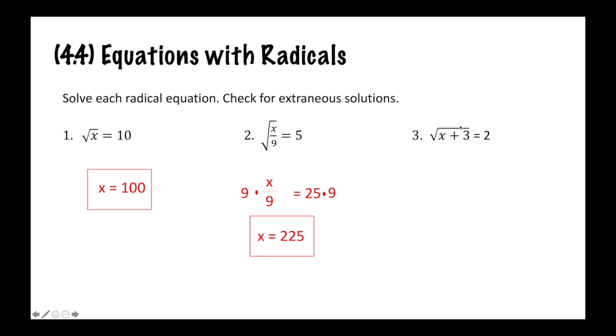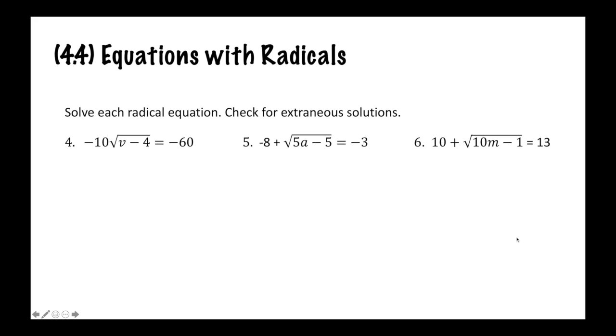For number 3, again, square both sides. We end up getting x plus 3 is equal to 2 squared, which is 4. From here, we still want to get the x by itself, so we'll subtract 3 on each side, and that ends up giving us a final answer of 1. Now if I take 1 and plug it back in for x here, 1 plus 3 is 4. The square root of 4 gives us 2, so that does confirm that that's the correct answer.